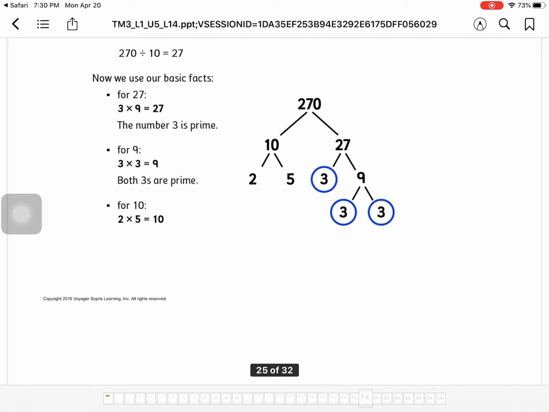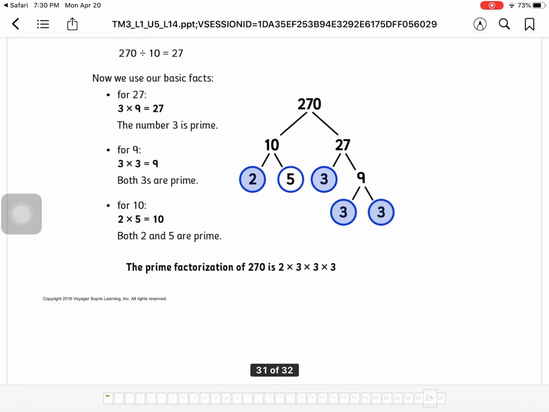Back to that 10. I know that 2 times 5 is 10. And I also know that 2 and 5 are both prime. So I've gotten to the end, and my prime factorization for 270 is, remember, we're going to start with the smallest one and move our way up. So 2 times 3 times 3 times 3 times 5.